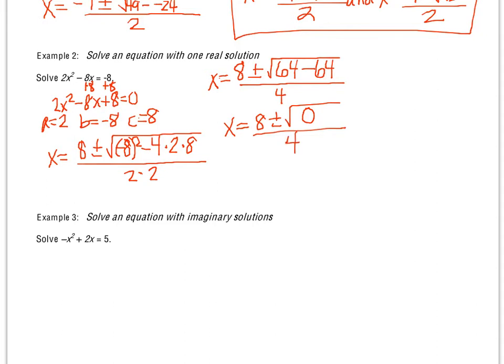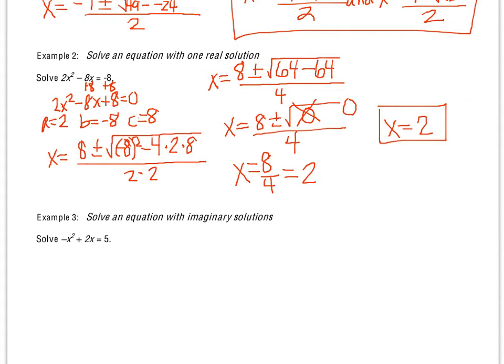Now, think about it. The square root of 0 is just 0. 8 plus 0 is 8. 8 minus 0 is 8. So my two solutions really just go away. I only have one because I only have one square root there. So it's really just 8 over 4, which is 2. So x equals 2 is my solution.